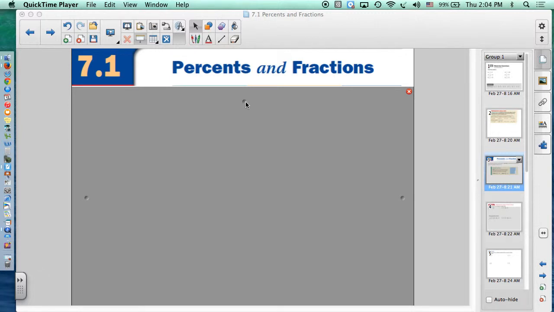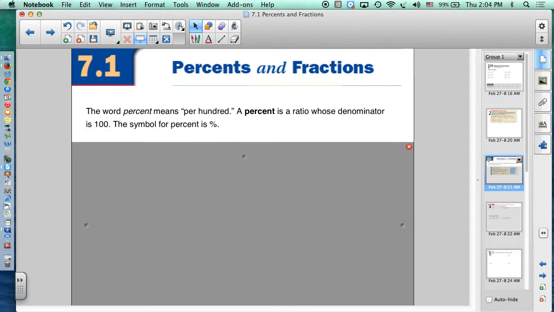Today we're going to talk about percents and fractions. Keep in mind, when we talk about percent, we mean per, meaning out of, cent, meaning 100. So percent means out of 100 or per 100. And when we talk about fractions, hopefully we remember that per means over as well. So a percent is a ratio, is a fraction, whose denominator is 100.